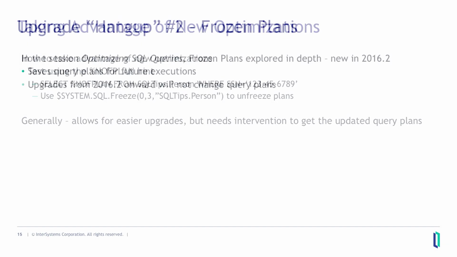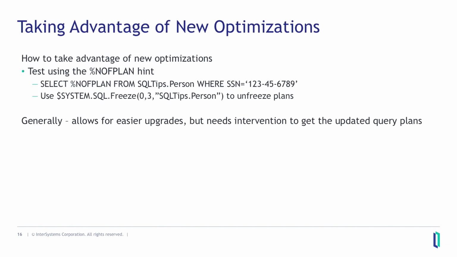The problem is, you know, some of our SQL developers are always putting in new optimizations, making our product faster, new heuristics, and you want to get that stuff. So now, in order to take advantage of new optimizations, you have to intervene. So you will need to test some queries. Another extension here, %NoFPlan, will prevent you from using a frozen plan if one exists.